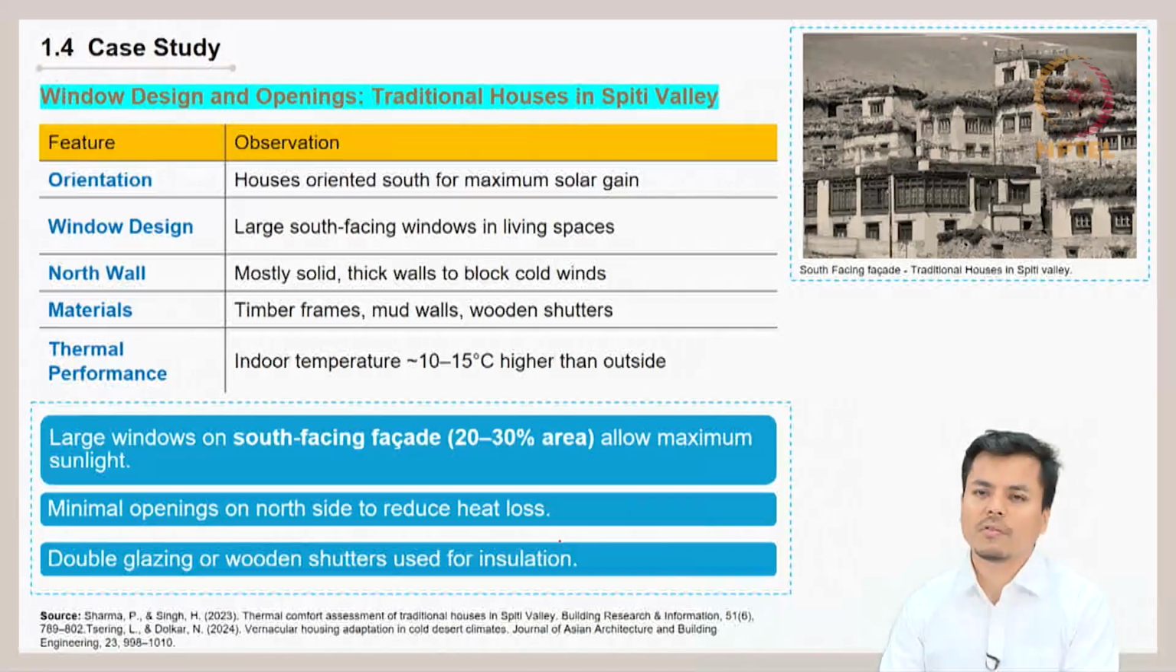So this is a specific case study which you can explore to understand the traditional houses that are built in Spiti Valley. These follow the same practices, like having small window sizes, and windows generally oriented towards the south direction so that maximum solar gain is possible.